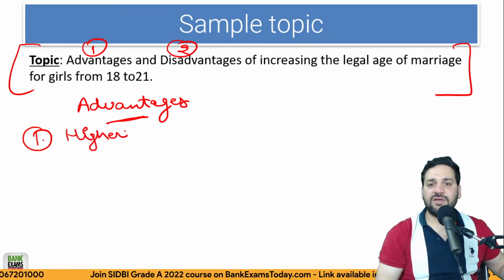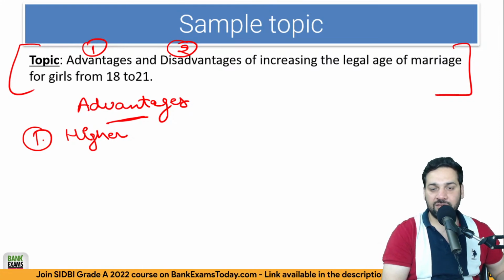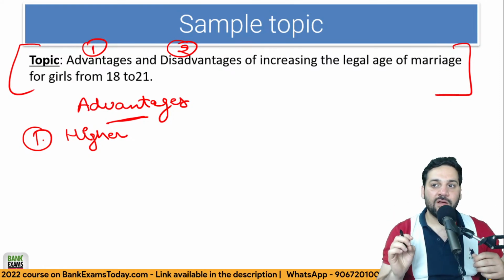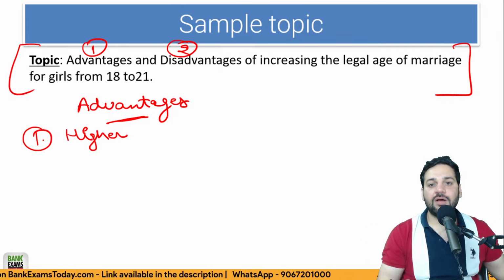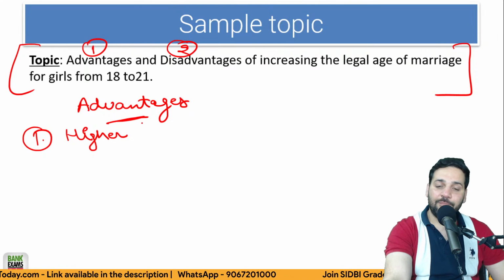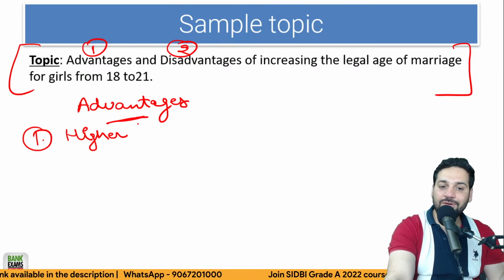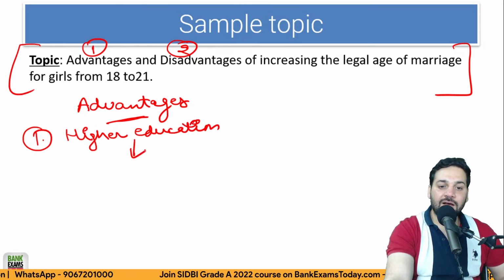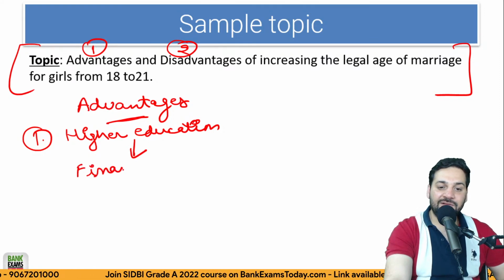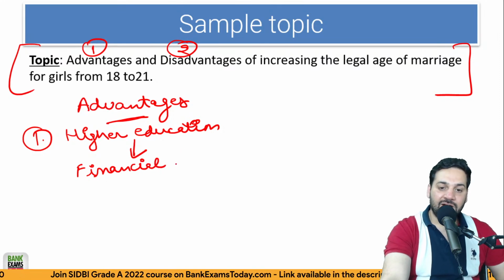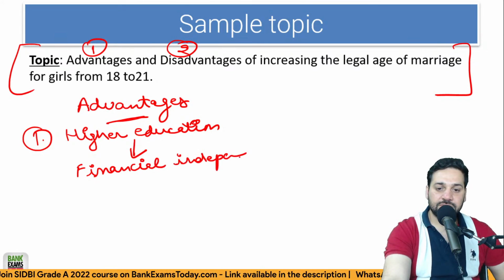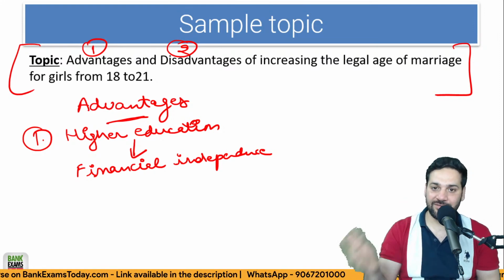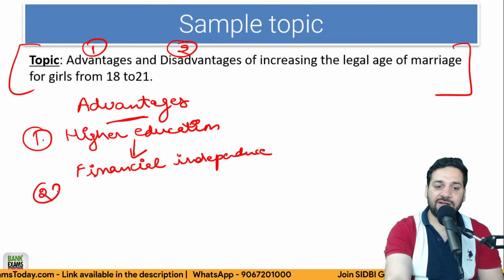See, at the age of 17 or 18, you complete your schooling, right? And if the legal age of marriage is 21, obviously you won't be sitting idle at home. Most probably you will go to college. So there is a better probability that women are going to get higher education, and that would bring them financial independence. That is the first advantage: higher education, financial independence. There can be a lot of advantages.